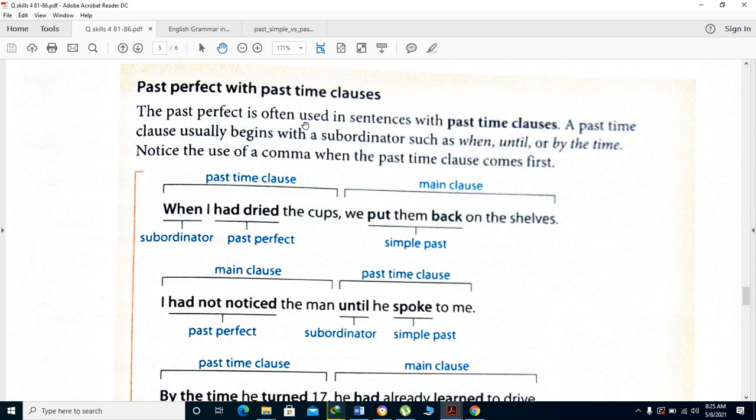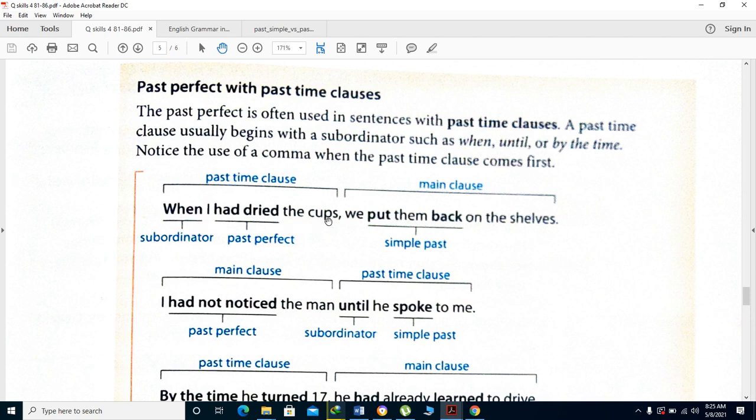The past perfect is often used in sentences with past time clauses. A past time clause usually begins with a subordinator such as when, until, and by the time. If you are making a past clause with these subordinators, it's a past time clause. So let's see the examples.